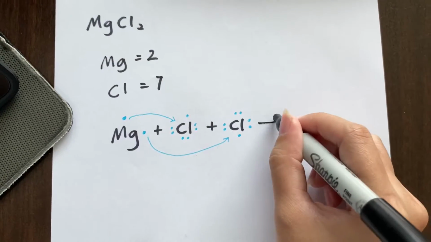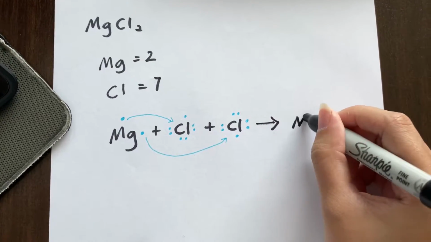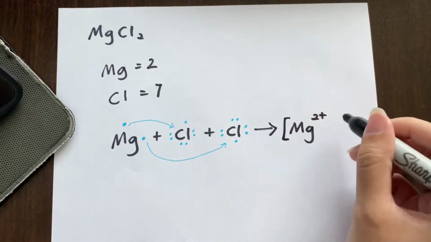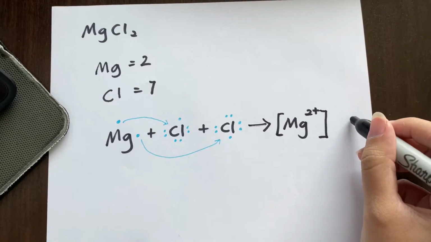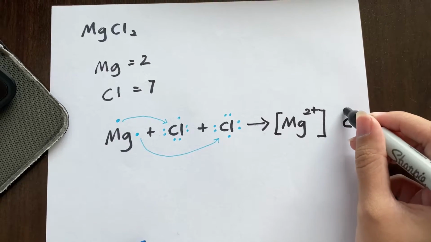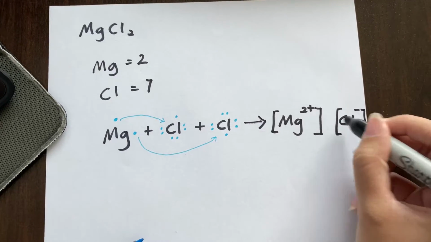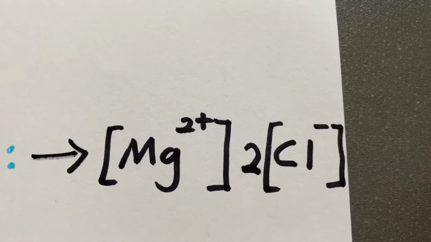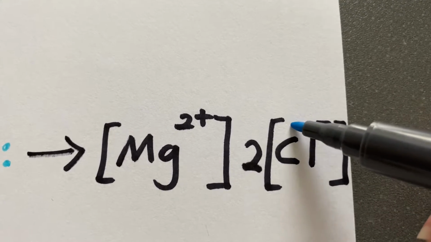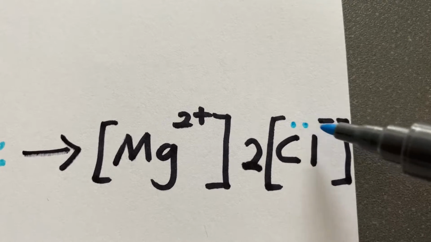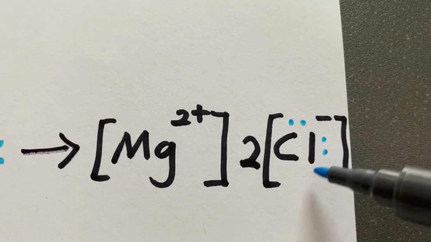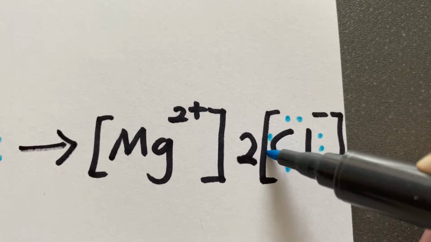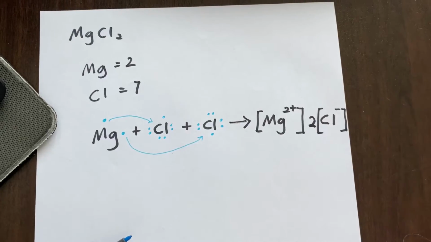So it forms a cation, which is magnesium 2 plus, because magnesium loses 2 valence electrons, and chloride negative. We put 2 because we have 2 chlorine atoms in magnesium chloride. In this magnesium chloride Lewis structure, magnesium has already achieved its noble gas configuration, and the chlorine atoms have also achieved their noble gas configuration. So chlorine has a stable octet of valence electrons, which is 8.